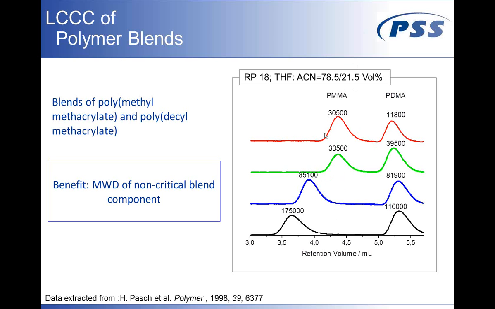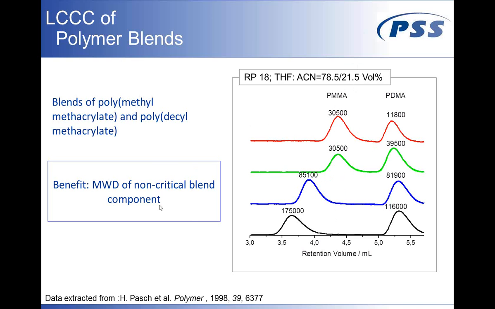But what you can see here as well is the higher the molar mass of the PMMA, the earlier it elutes. And that is a benefit of this approach. While in gradient chromatography, you might get two peaks for the decyl methacrylate and the PMMA. So you can quantify the amounts of both components.